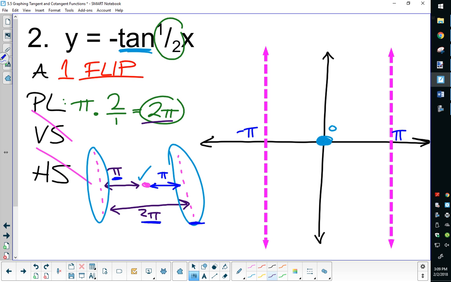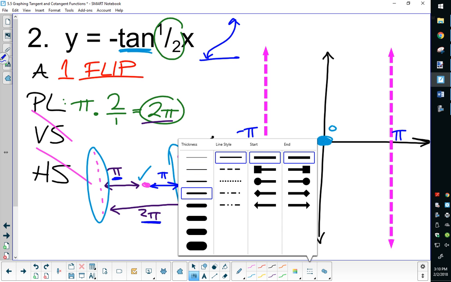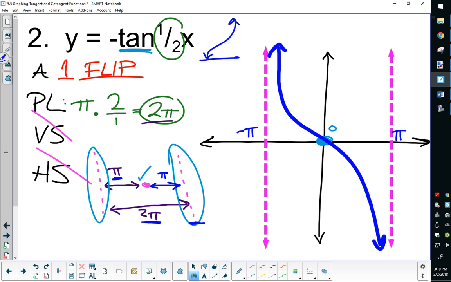Last thing we're doing is we're graphing. It is a tangent graph. So where would I normally start my tangent graph? We normally start at the bottom and get more tan, but what am I doing on this one? I flip. It's negative, so it doesn't look like that anymore. We're doing the opposite. We're going to start at the top, and we're going to work our way down. There's my graph.